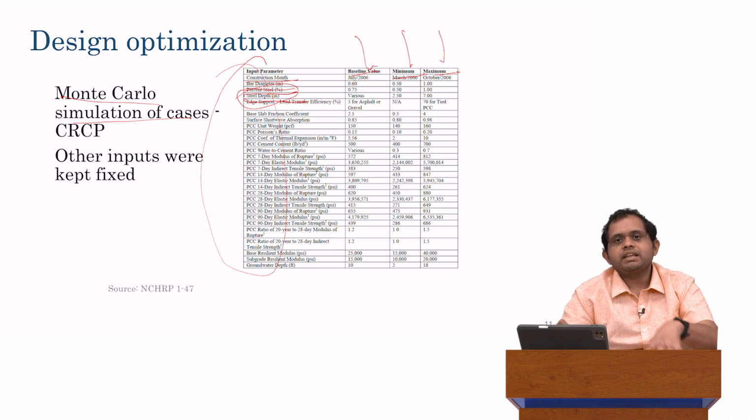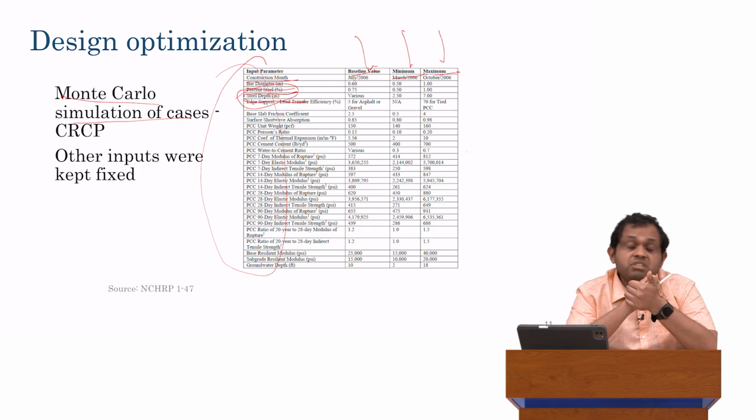Those all became the input into the mechanistic empirical pavement design guide, and then whatever is the distress, whether it's punch out or cracking or faulting, the distress was calculated. This was done again. Another random combination was decided. How many combinations can we possibly have? It's a pretty large number.